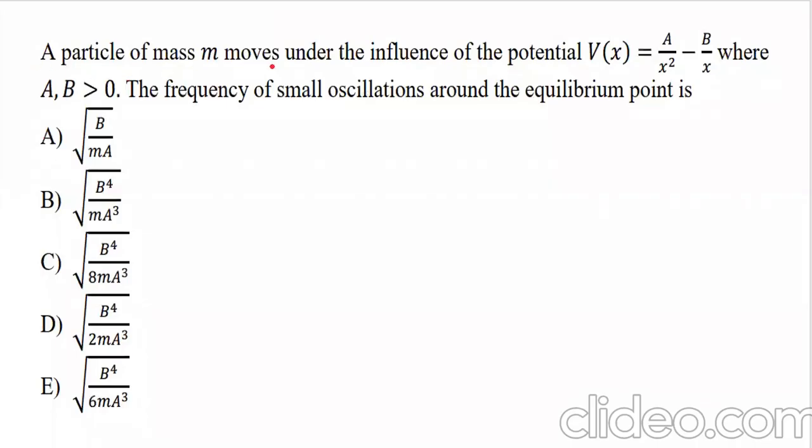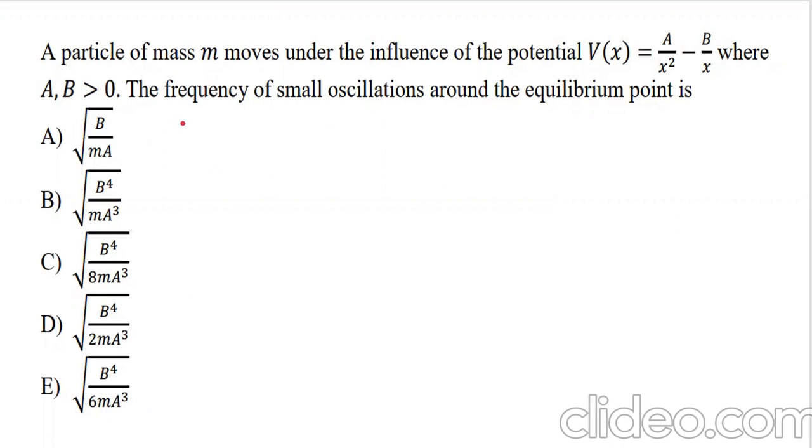A particle of mass m moves under the influence of the potential V(x) = a/x² − b/x, where a, b > 0, meaning a and b are positive here. The frequency of small oscillations around the equilibrium point is: you have been given 5 options, and you have to choose the correct option after solving this problem.